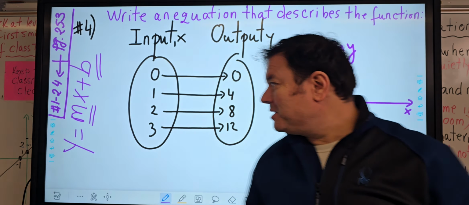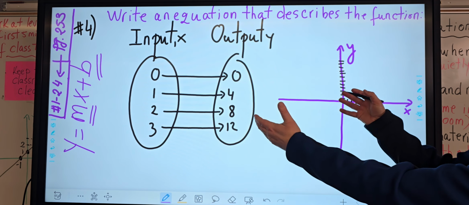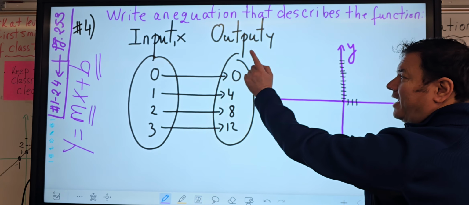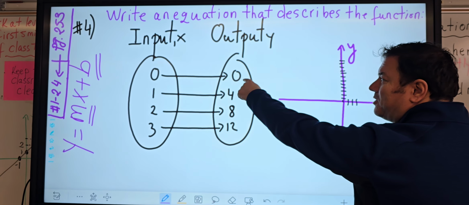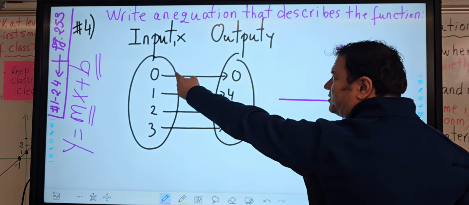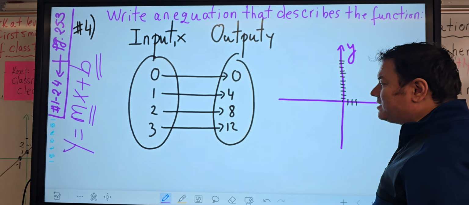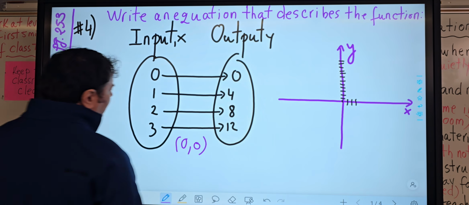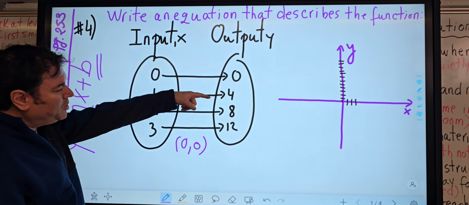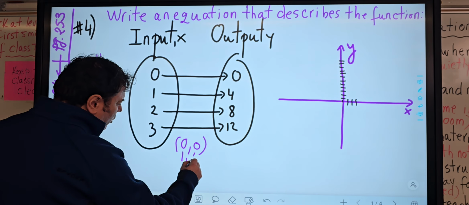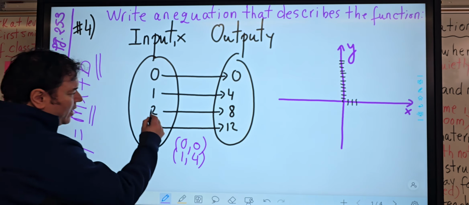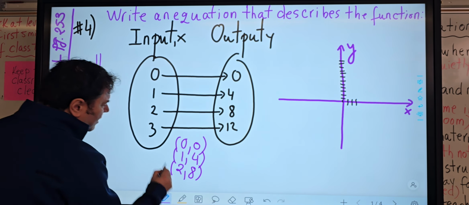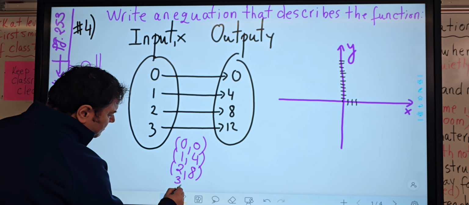So let's write the ordered pairs for the inputs and for the outputs. The first input is 0 and it goes to 0. Input 0, output 0, so that's the first ordered pair, (0, 0). The second input is 1, output is 4, so (1, 4). Next we have (2, 8), and then we have (3, 12).